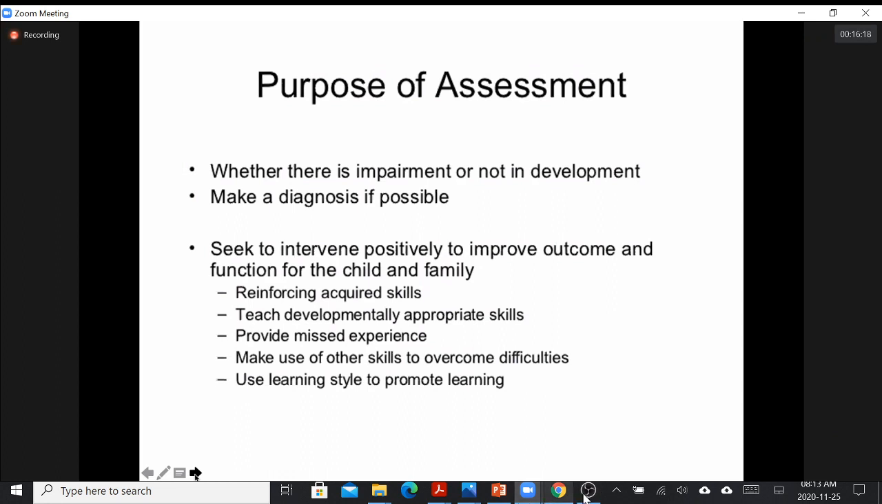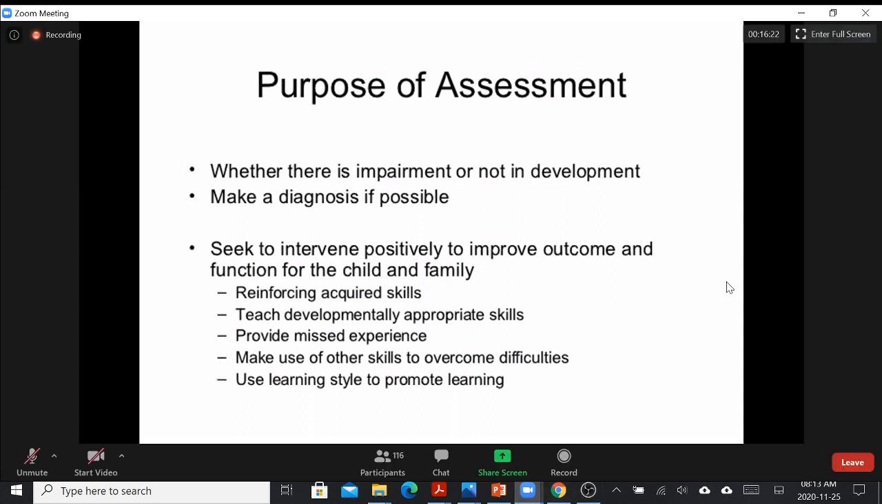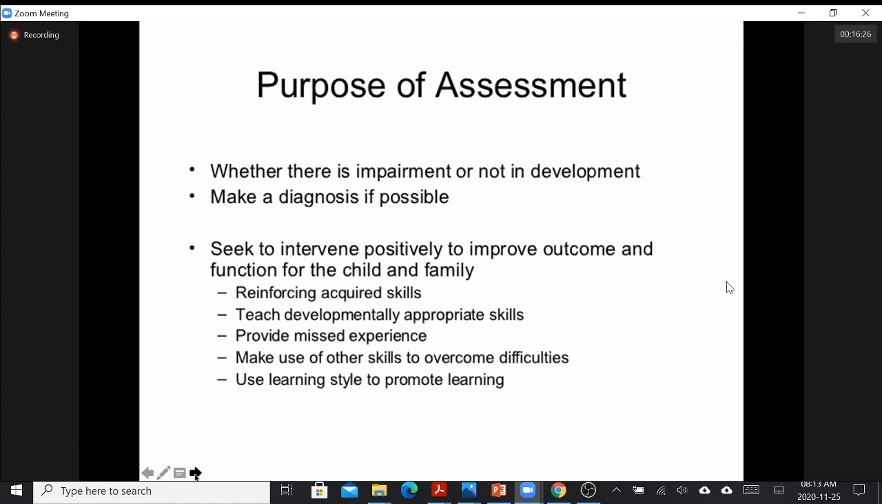Then there are things that are bad. If you take speaking, screen time is very harmful. So we must make sure that the screen time is taken away. That is how you reinforce the skills that are already there and teach developmentally appropriate skills. And then you can use other skills to overcome the difficulties, provide the missed experience. And you can use different learning styles to promote learning. So that's why we do that.